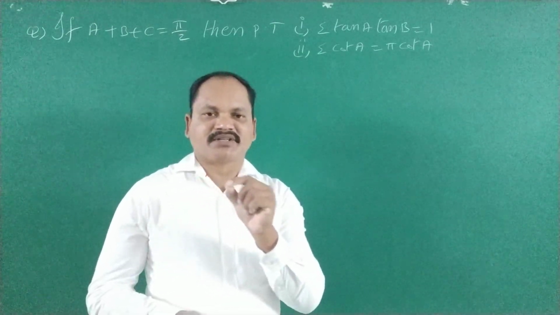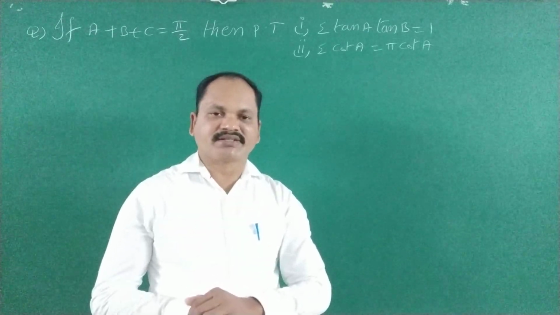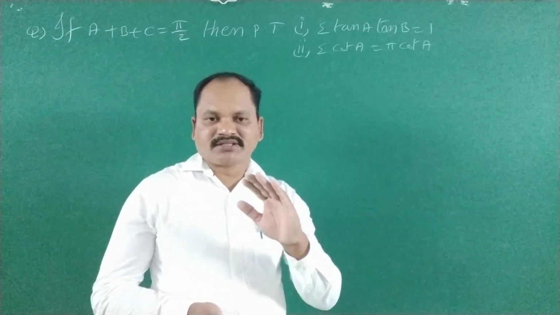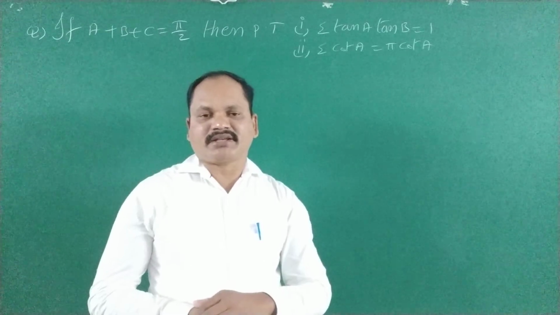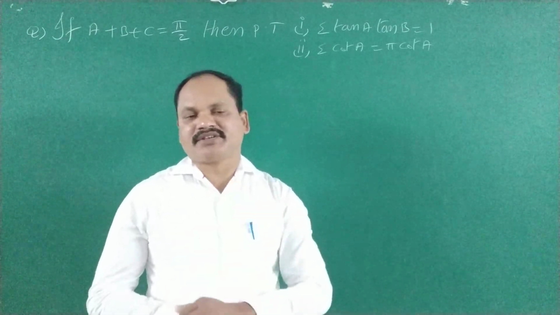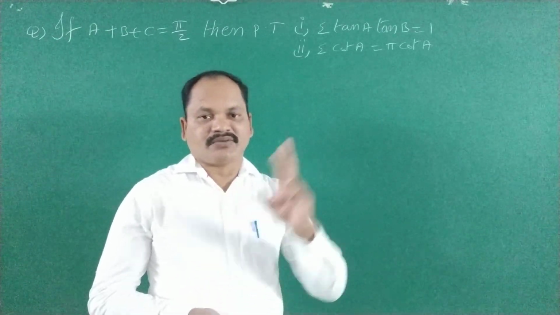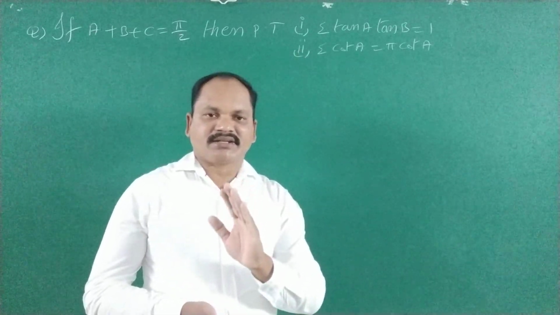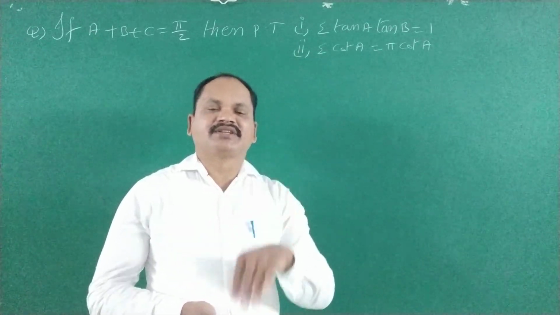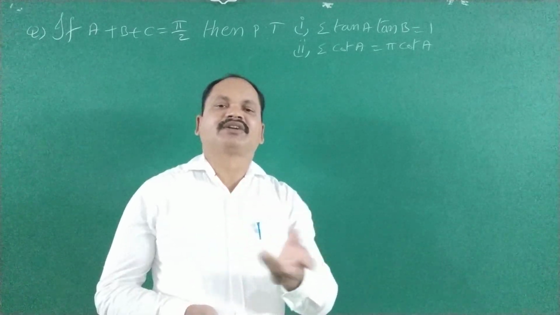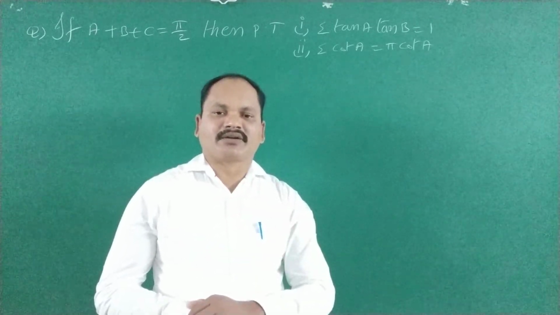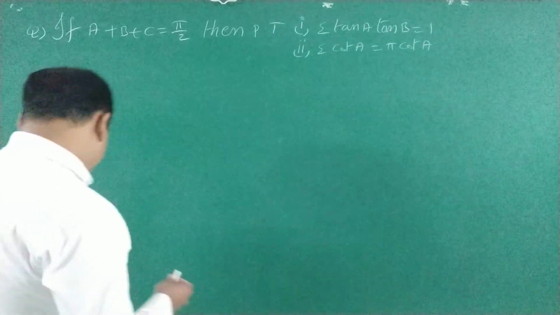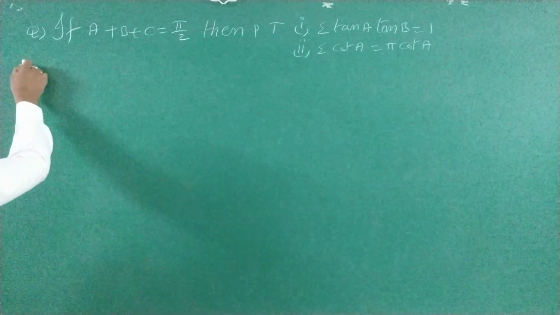If A plus B plus C is equal to 180 degrees, then sigma tan A is equal to pi tan A, and sigma cot A cot B is equal to 1. But if A plus B plus C is equal to 90 degrees, then sigma tan A tan B is 1, and sigma cot A is equal to pi cot A. Now we have to do the proof for this one.